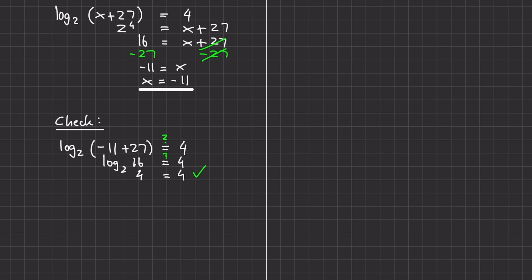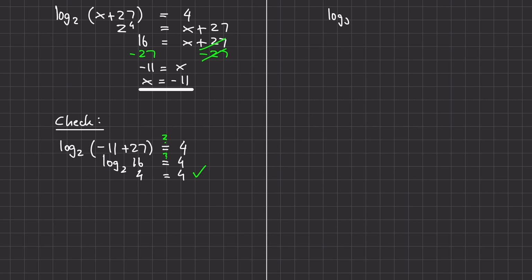Although the solution negative 11 is negative, it does not produce the logarithm of a negative number in the given equation. Note that the domain of this expression is negative 27, comma, infinity, which includes negative numbers, such as negative 11. Let's do one more example for the sake of practice.